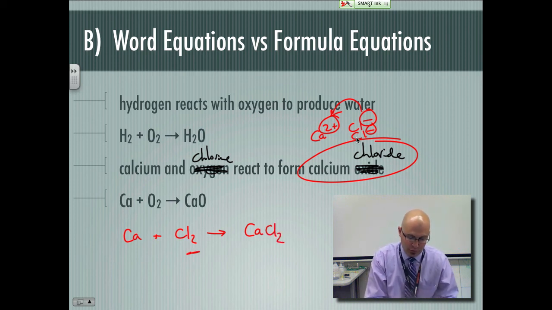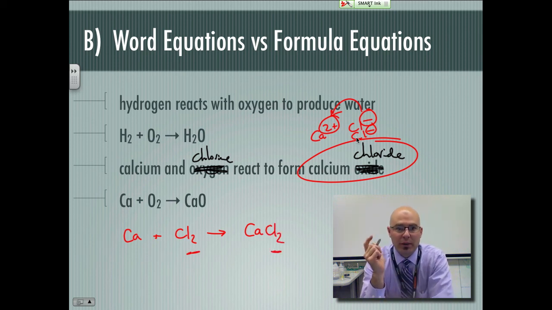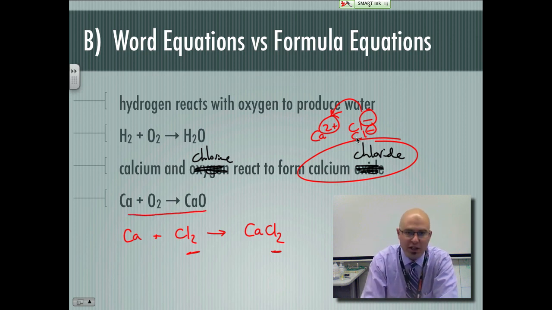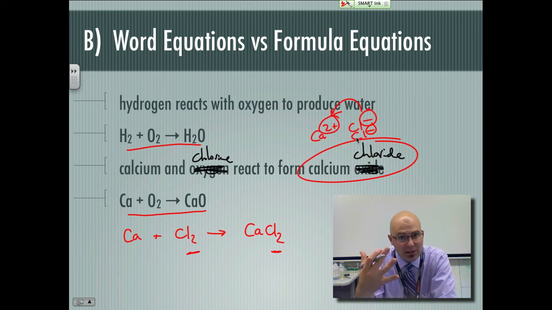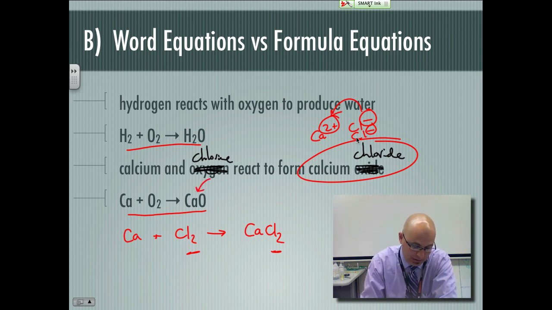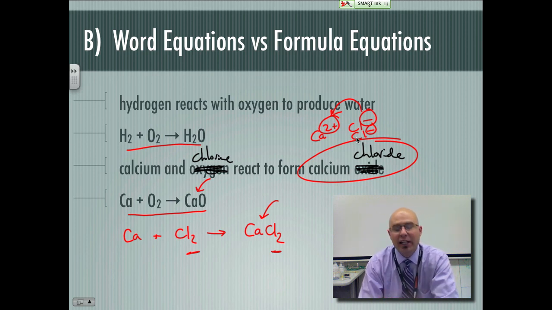Notice again we have 2 and 2. Now I know some of you are already saying, well, we are not following the law of conservation with the amounts there. We're not. We're going to balance the equations later, but the first step is you must write the correct formulas. Calcium oxide is CaO, calcium chloride is CaCl2. We'll take care of the amounts later in order to follow the law of conservation.